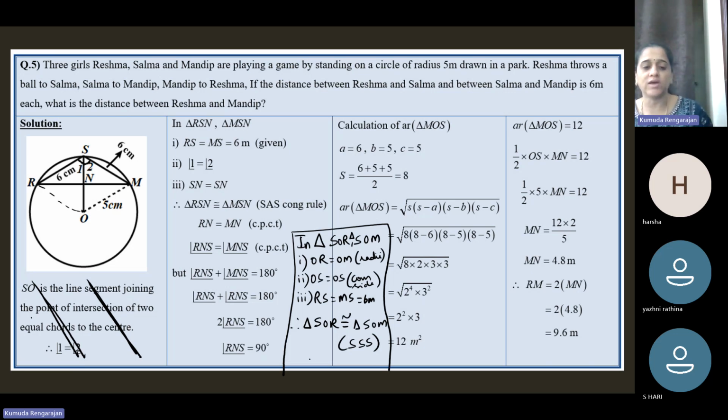So angle 1 is equal to angle 2, CPCT. I have written that directly here through some theorem. So just ignore that. Write this instead. So first we need to take up these two triangles, show that they are congruent and get the result angle 1 is equal to angle 2.